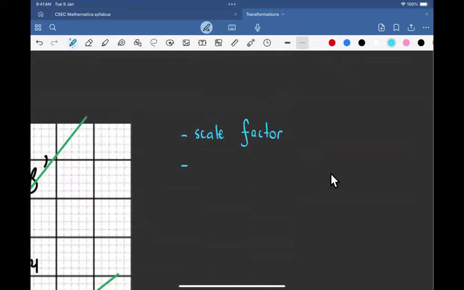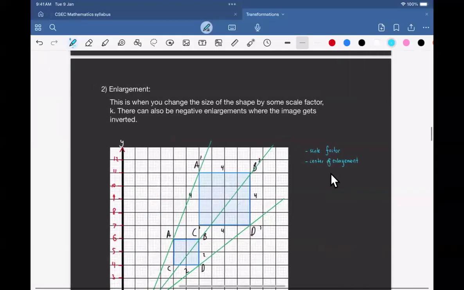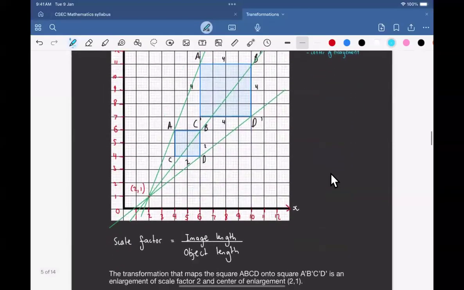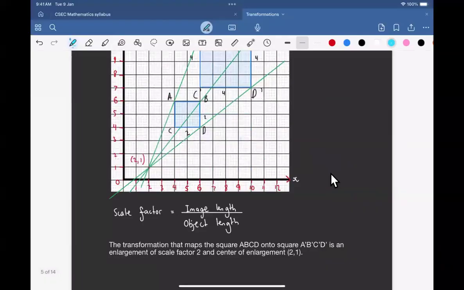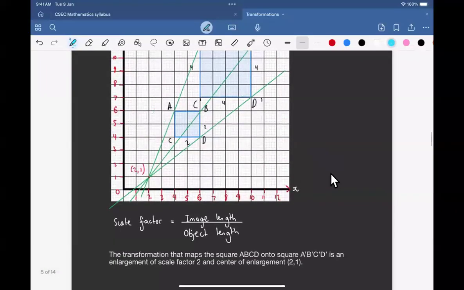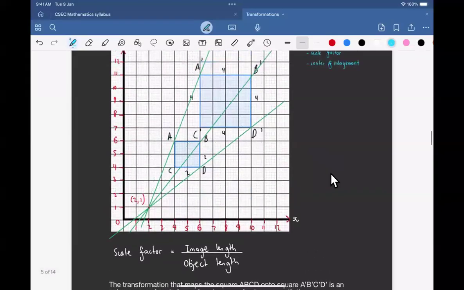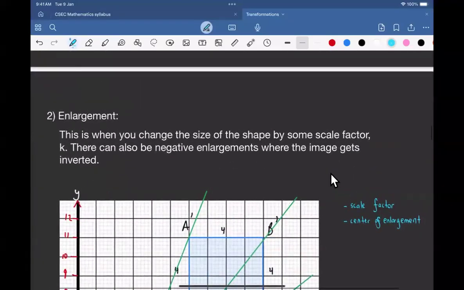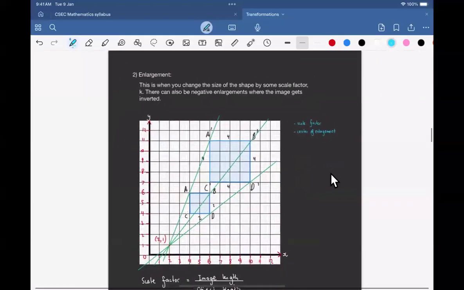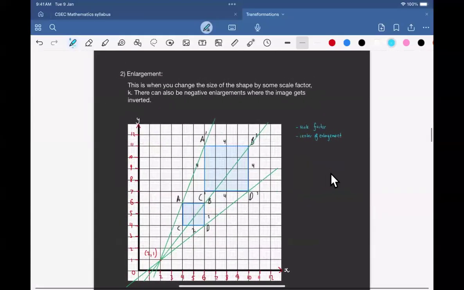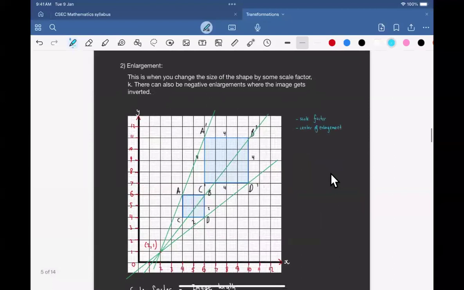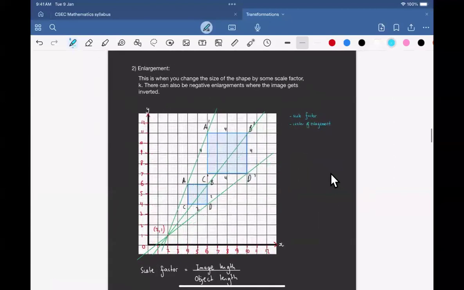You also need to state the center of enlargement. Here is how to find that. Well, you need graph paper for this. Right? So you all can copy down enlargement. Copy down all of this. So the scale factor is key.